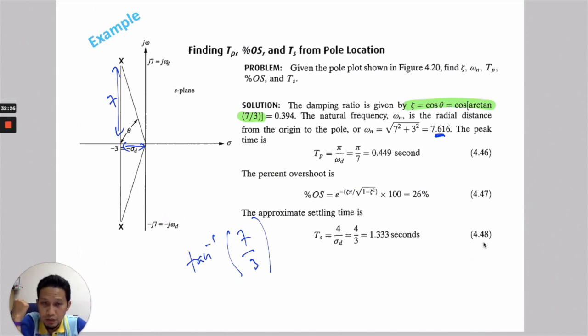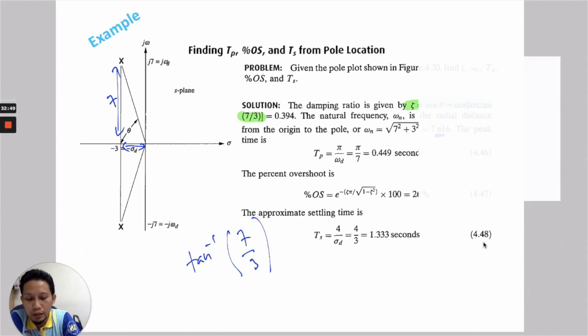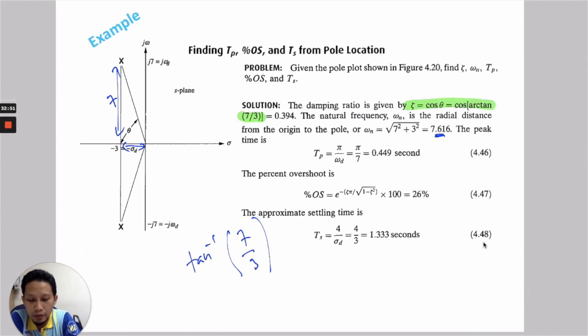Again, when we have found the value of zeta and omega n, we can find other parameters, Tp, percentage overshoot, and Ts, by just replacing the zeta and omega values into these equations. We can find Tp by taking the formula pi over omega d, where omega d is the damped frequency of oscillation given by this j omega d, which is 7 in this case. So pi over 7 equals 0.449.